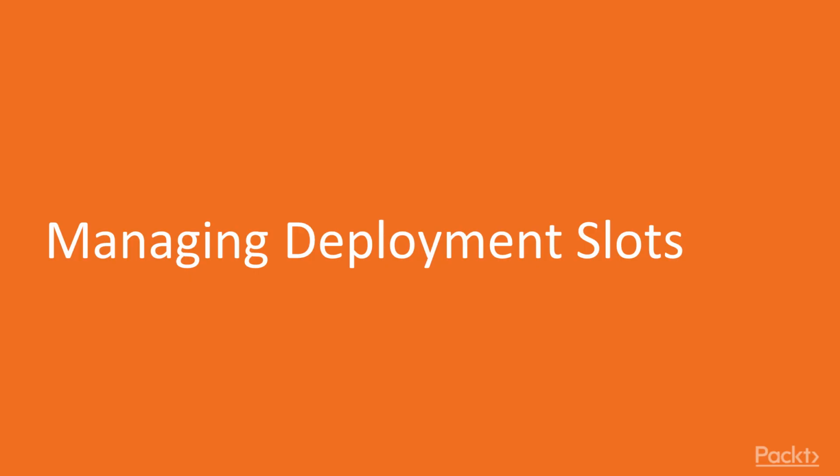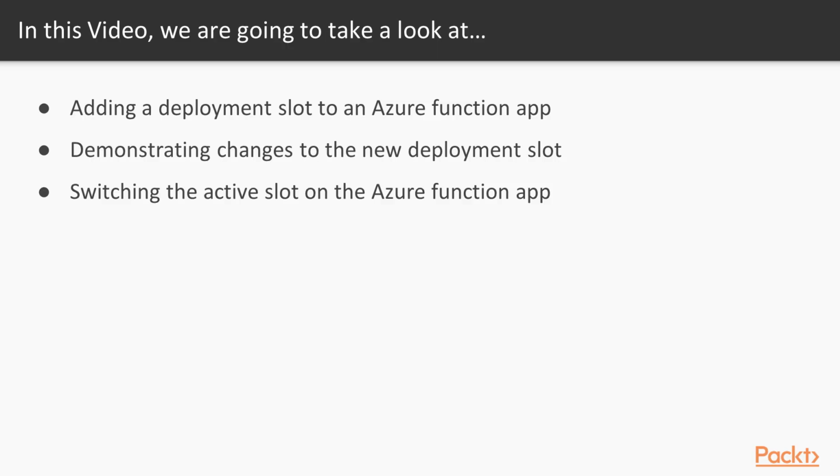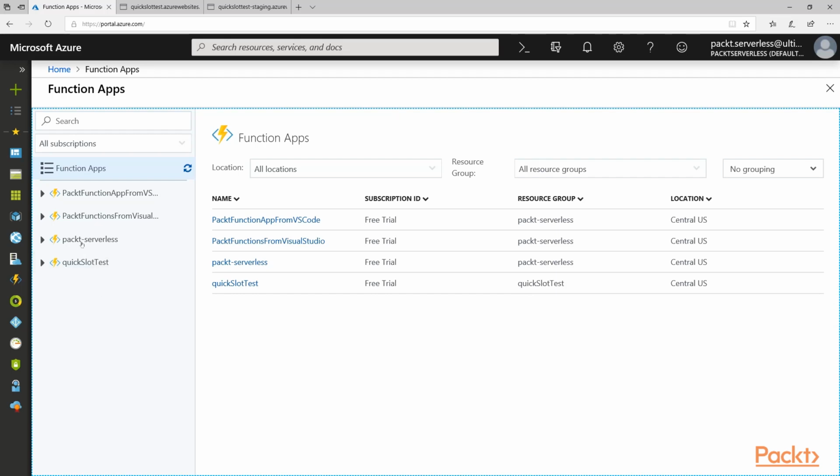Welcome to the first video in this section, Managing Deployment Slots. In this video, I'm going to show you how to add a deployment slot to an Azure function app. Then I'll demonstrate how the new deployment slot can have different code, and then we'll switch the active slot on the Azure function app. Here we are inside the portal.